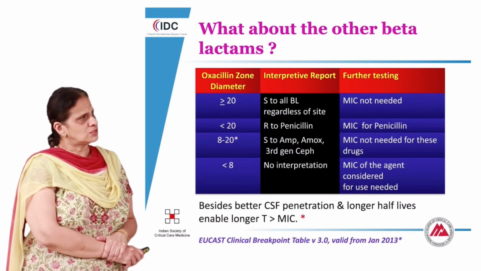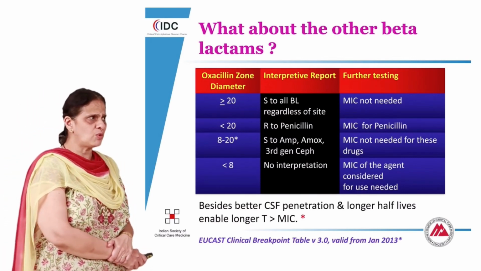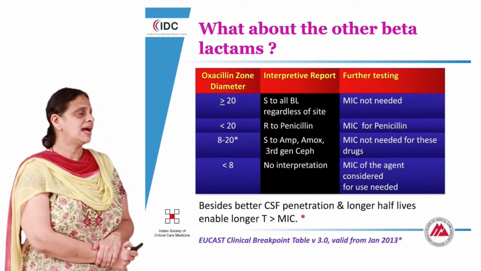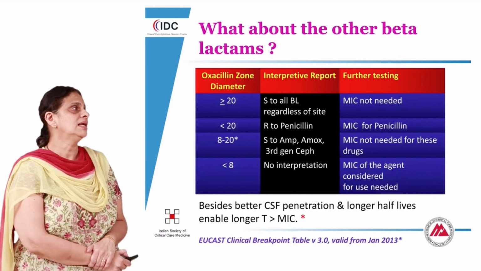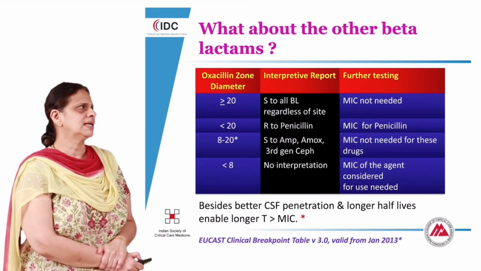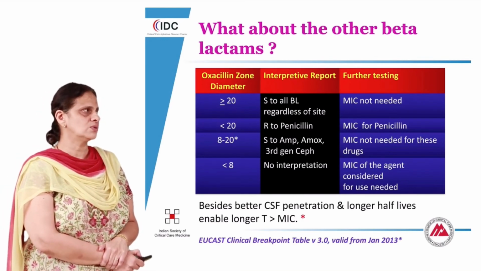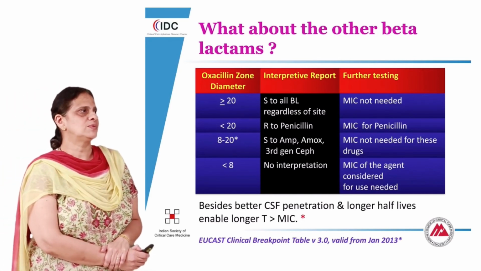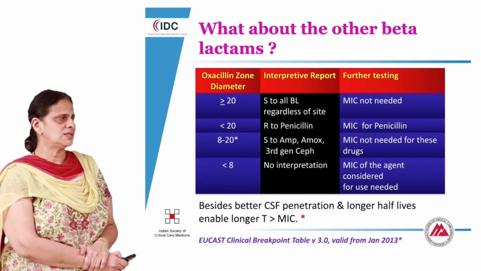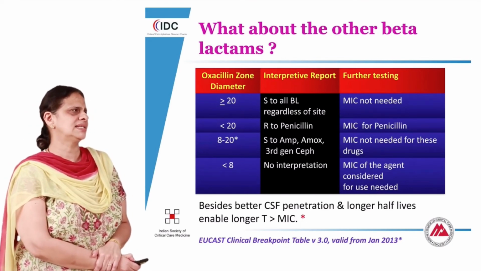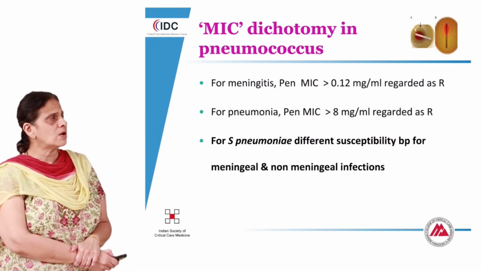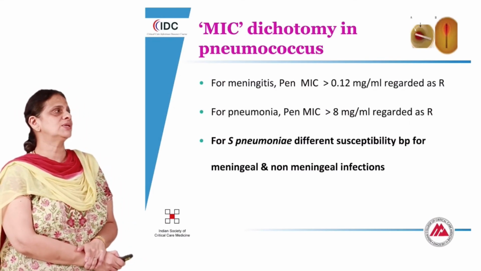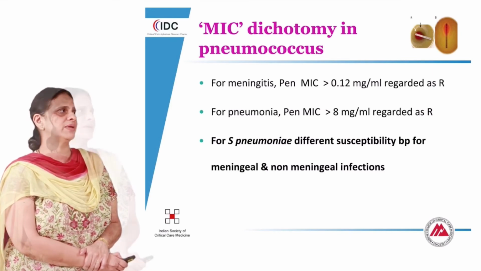What about cephalosporins? Do we need to invest a little bit more money and do the MIC to cephalosporins? Actually, if you have the zone diameter, as I showed you earlier, if it was susceptible in a zone diameter of 8 to 20, which it was in this situation, the oxacillin zone diameter was 16, remember? You can actually say it's going to be susceptible to the third generation cephalosporins, and you don't need to do an MIC or an E-test for them. So the dichotomy in pneumococcus has somewhat been resolved for this particular organism because we have site-specific breakpoints.